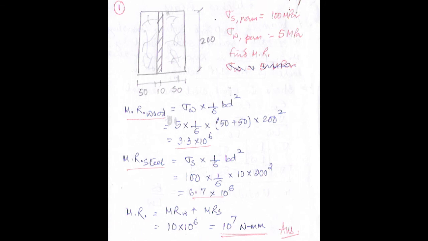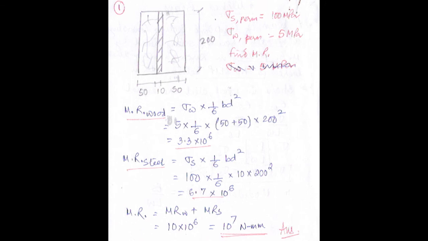So b will be 50 plus 50, and then what will be d? Depth. Depth will be 200. It is shown in the diagram. So this is the simple thing. So MR of wood comes out to be 3.3 into 10 raised to 6 if you do the calculation.